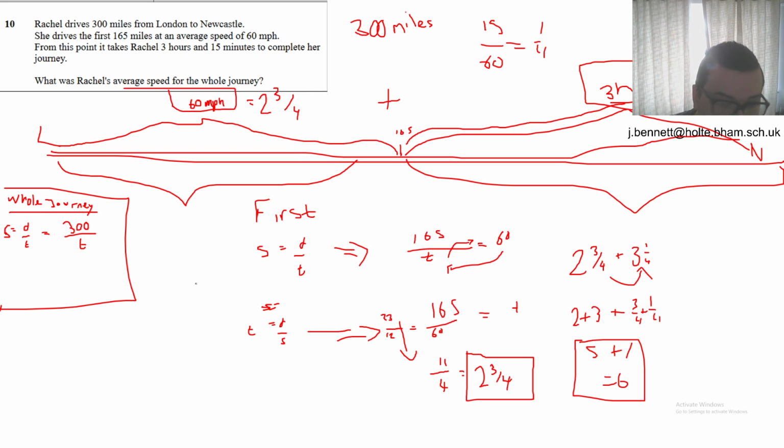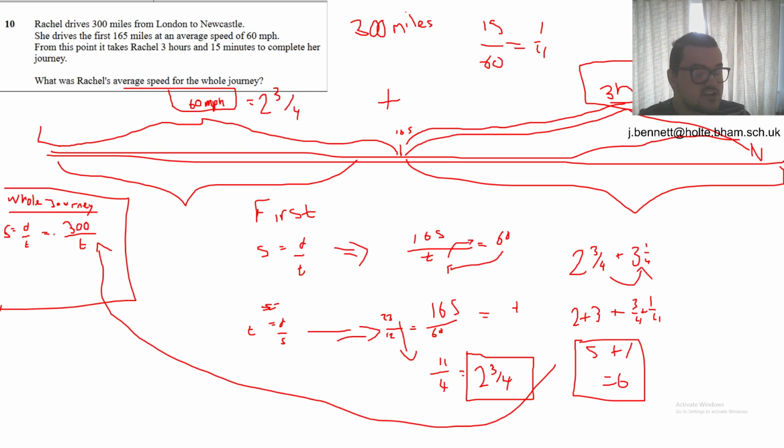So we can now go back to this, because we were looking for the average speed for the whole journey, which is the distance for the whole journey divided by the time for the whole journey. The time is 6 hours. So 300 over 6, which is 50. So the average speed for the whole journey is 50 miles an hour.